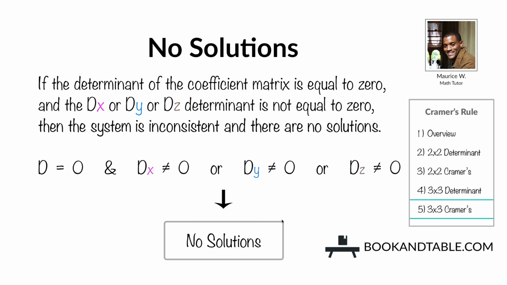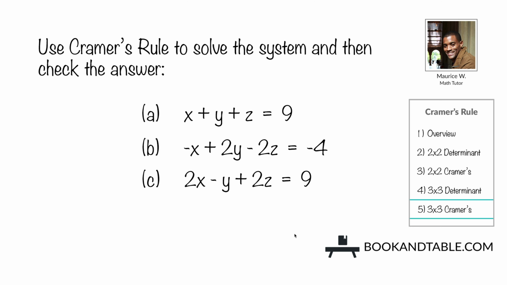Okay, well, let's start at the beginning and walk through an example together. Use Cramer's rule to solve the system and then check the answer. Equation A, x plus y plus z is equal to 9. Equation B, -x plus 2y minus 2z is equal to -4. Equation C, 2x minus y plus 2z is equal to 9.